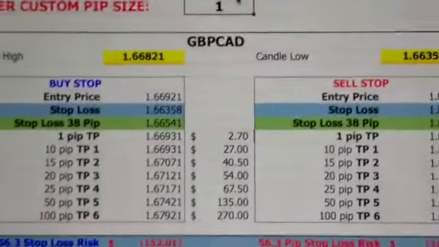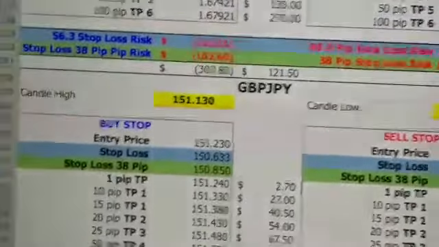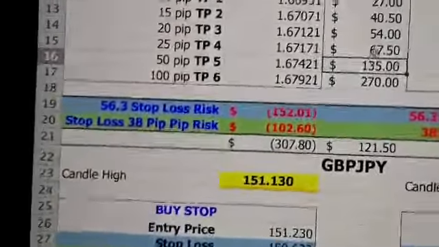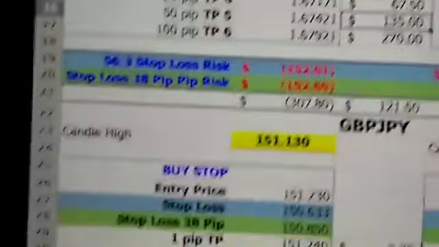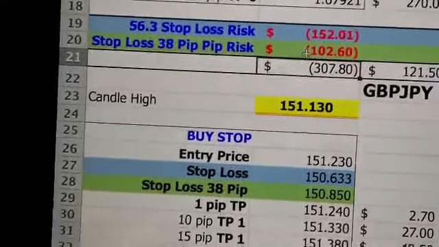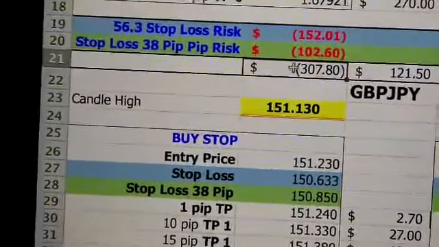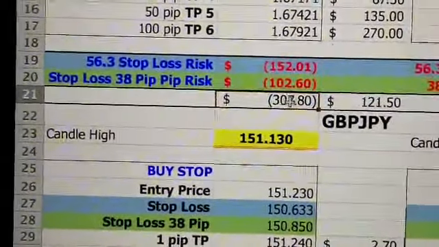All you guys got to do is plug in the high for the candle and the low for the candle, and it'll calculate it for you. It tells you how much profit you're gonna make based on the number of pips that you want, and it's gonna tell you your potential loss. Just remember that this potential loss is always multiplied by the number of entries that you do. Okay, so always keep that in mind.